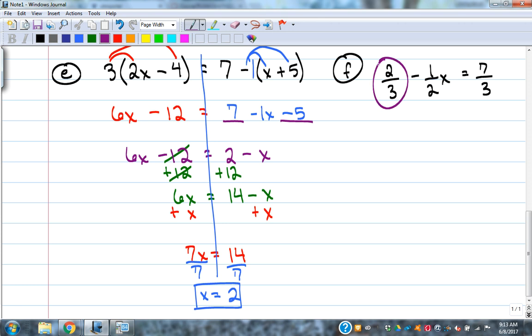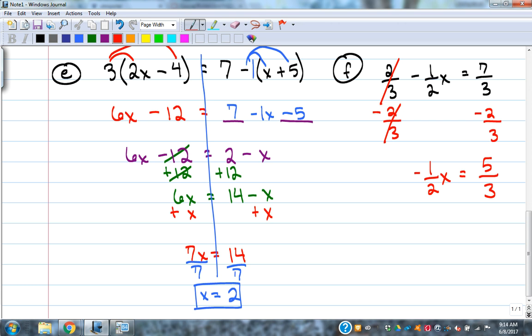So I see this 2/3 doesn't have an x, so it needs to move over there with the 7/3. So it's a positive 2/3. So I'm going to use a negative 2/3 to get rid of it and move it over there. Those cancel out. That leaves us -1/2 x equals 5/3. Because when you subtract fractions, 7 minus 2, and the denominator stays the same.